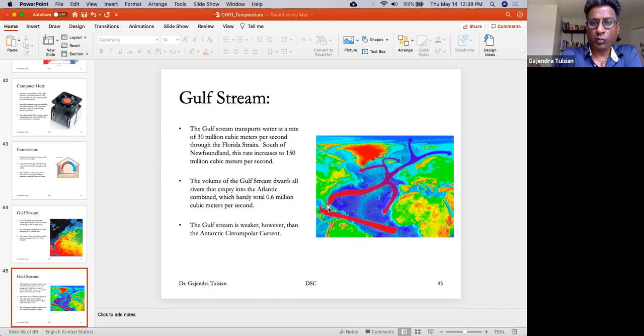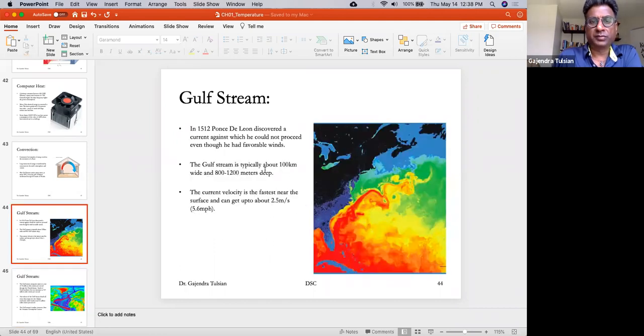And this stream of warm water, the Gulf Stream, is typically about 100 kilometers wide and a kilometer deep. And this stream of warm water is flowing at about 5 to 6 miles an hour. And the way this was discovered was in 1500, Ponce de Leon discovered a current against which he could not proceed. Okay, so he was sailing in this direction, and even though he had favorable winds, he was not going anywhere. And he realized the water was flowing in that direction. Okay. So that's how the Gulf Stream was discovered.